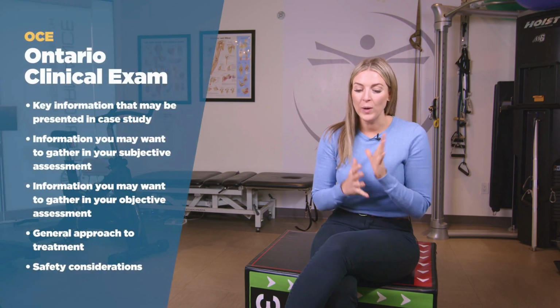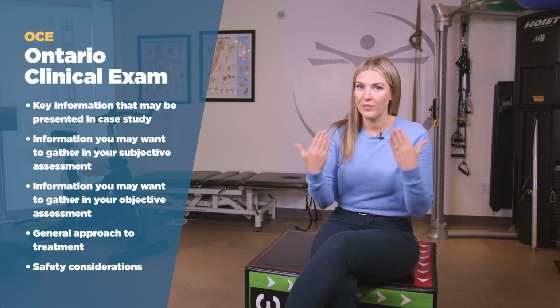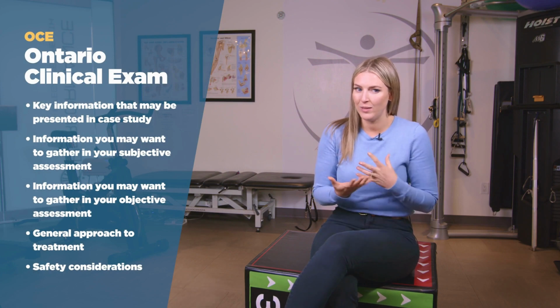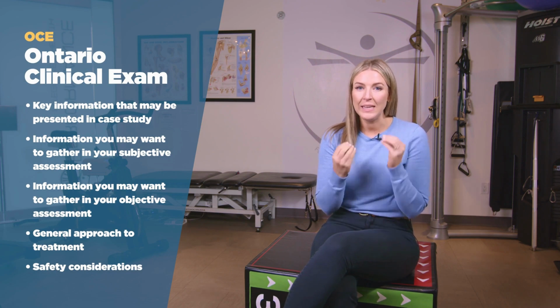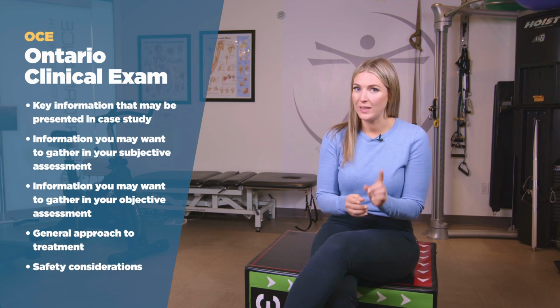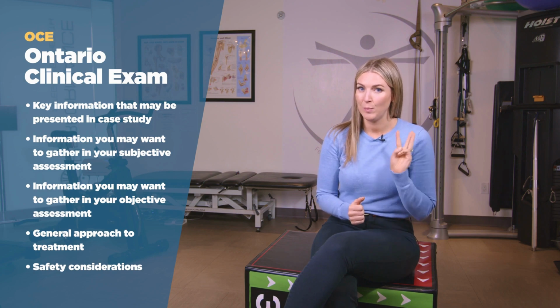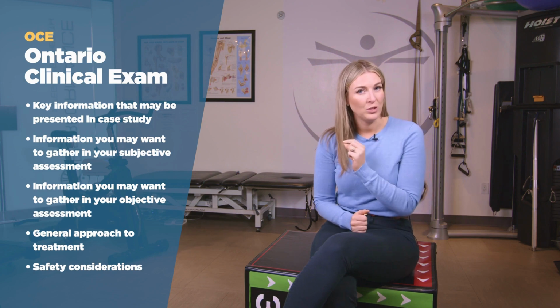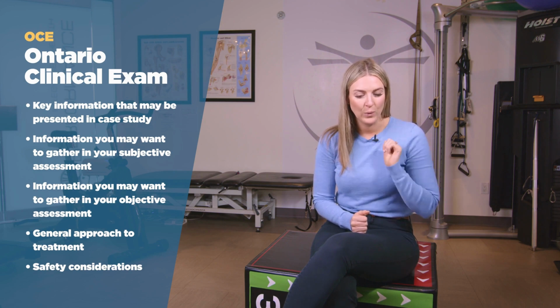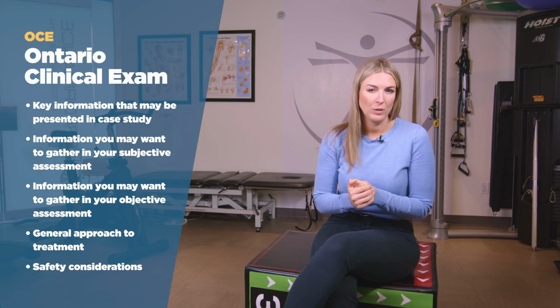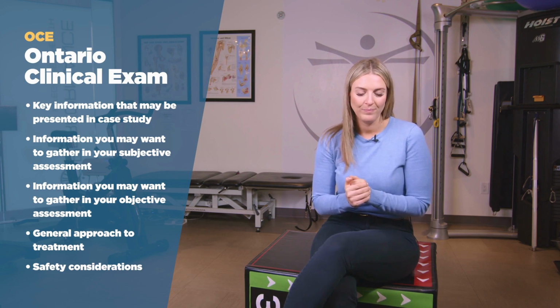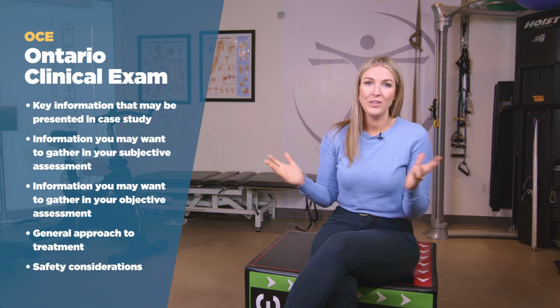So first off, what key information could be provided in the case study that makes you think they might have this pathology? Number 2, what key information do you need to gather during the subjective assessment? Number 3, what key information do you need to gather during the objective assessment? Number 4, what general approach should you take when you are providing treatment for a patient with this pathology? And number 5, what are safety considerations associated with this pathology?